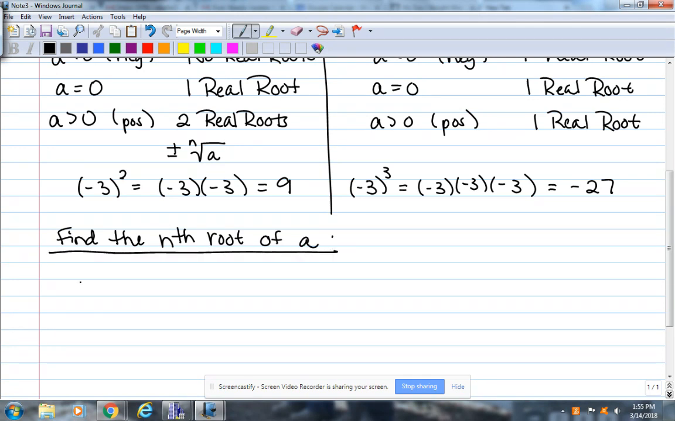Find the nth root of a. Here's our first real example. N is 3. A is negative 216. And I need me a copy of the quiz. It's going to be handy.